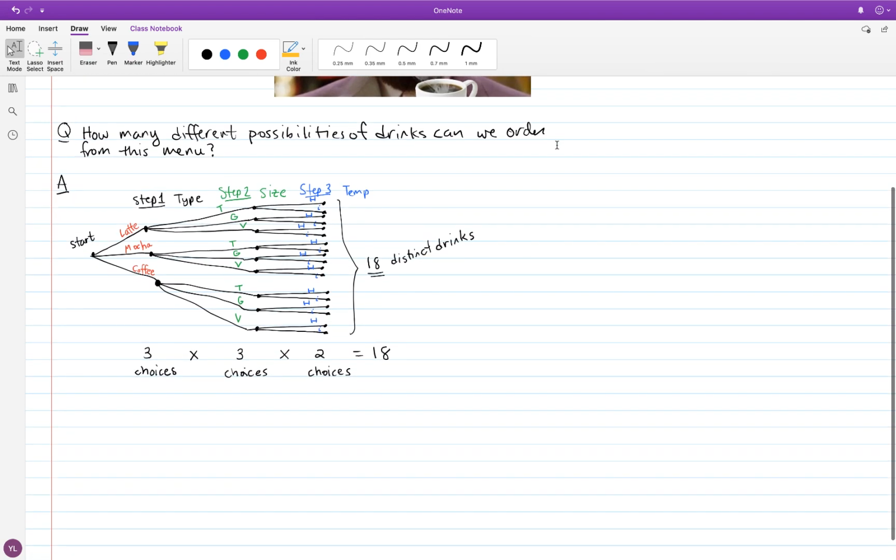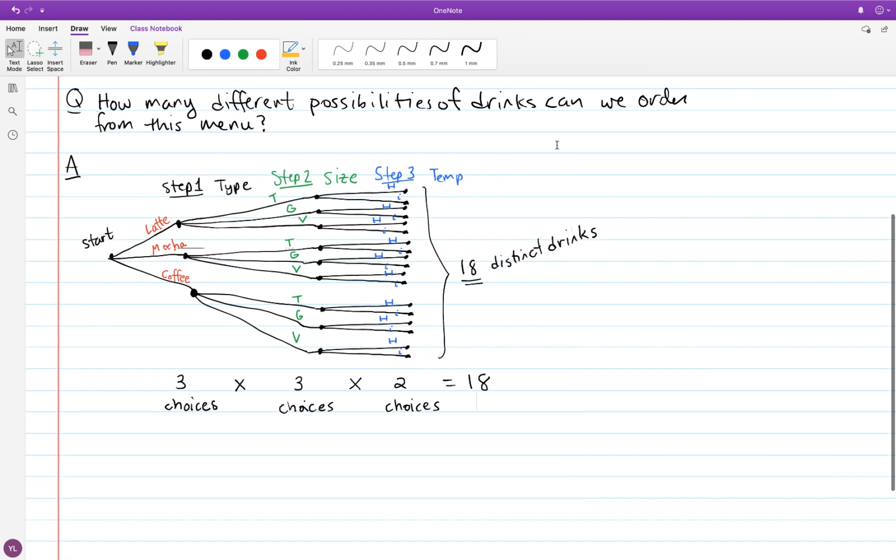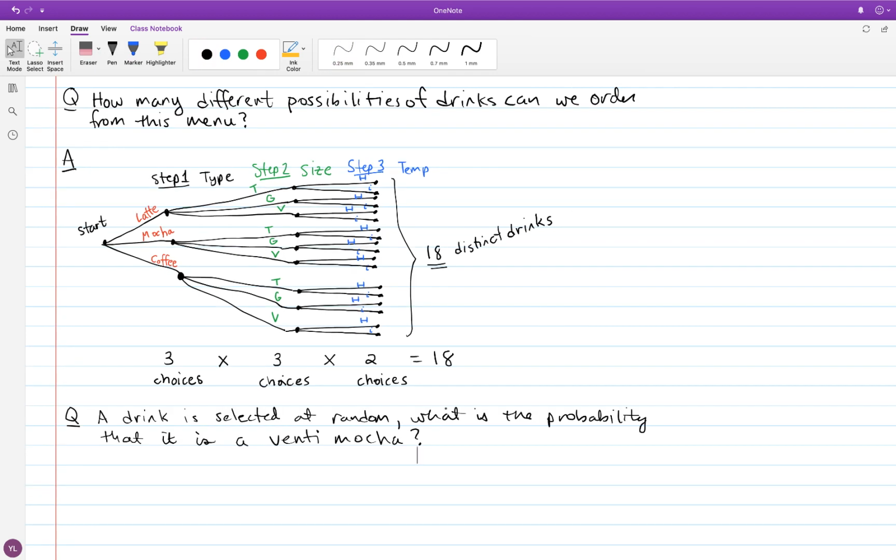All right, let me ask a follow-up question that motivates another principle. What if I went to the same coffee shop and they were handing out drinks at random and each of the drinks was equally as likely to get made. What's the probability that I got a venti mocha? Okay, a probability is just a chance of getting this outcome, and so we give that probability either as a number between 0 and 1 or as a percentage.